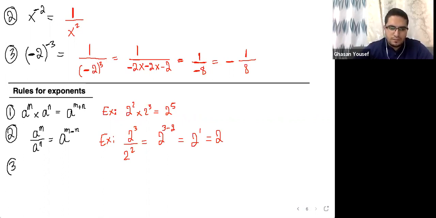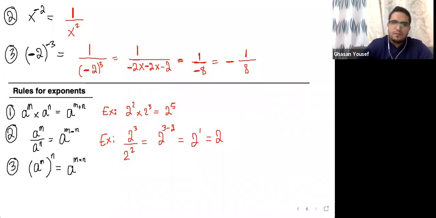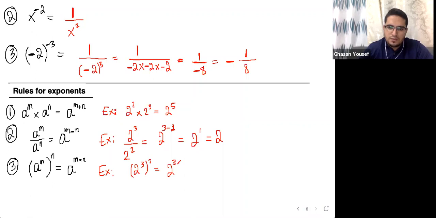Rule number 3 says, if I have a to the power m and everything to the power n, we do multiplication between m and n. So this is equal to a to the power m times n. Example for that, 2 to the power 3, everything to the power 2. This is equal to 2 to the power 3 times 2, and this is equal to 2 to the power 6.